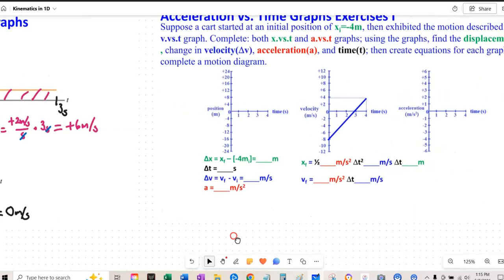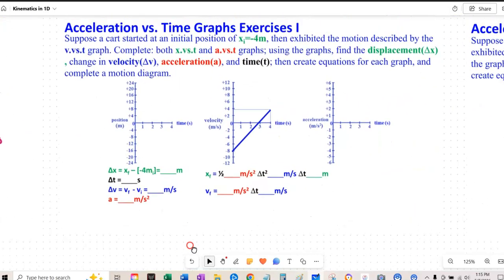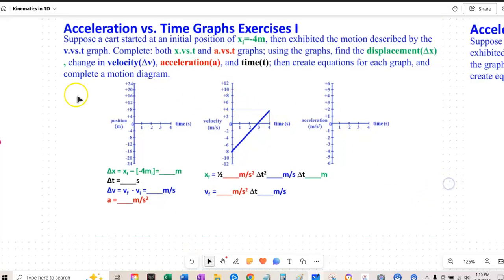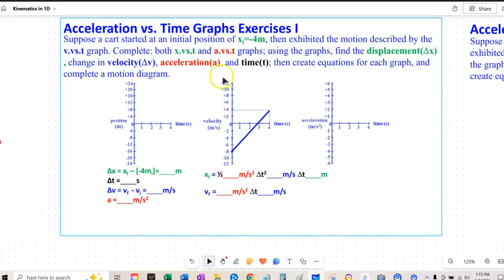Well, let's practice what we just learned, okay? In this problem, you're given a position versus time graph, velocity versus time graph, and acceleration versus time graph.